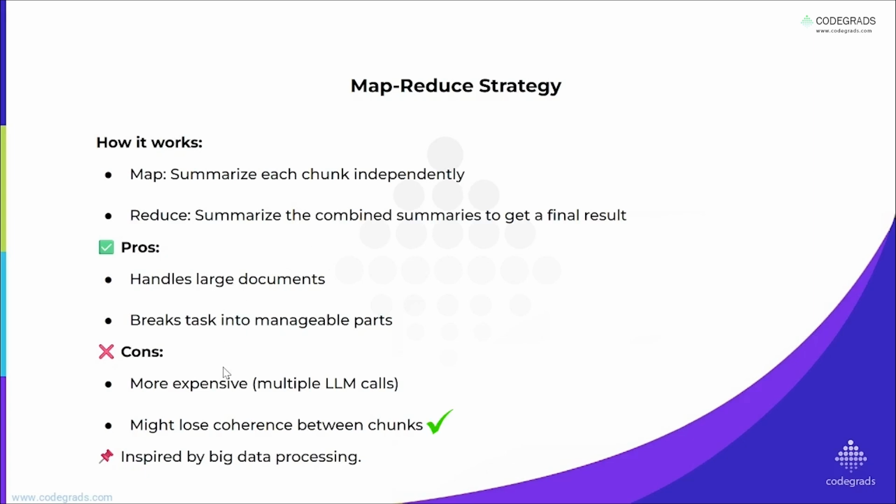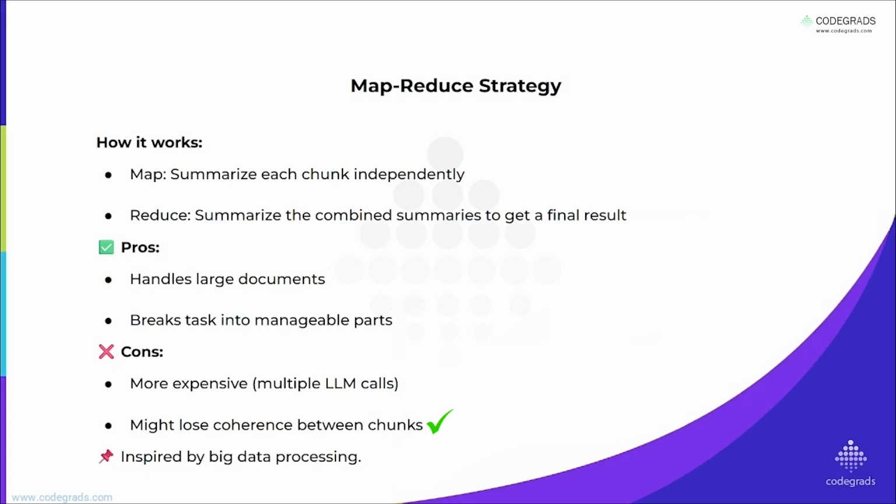Now, it might lose coherence between the chunks. That is, it might lose the deep connection, or the relativity, between two chunks. If the retrieved documents of each chunk have connectivity between the first and second chunk, and you are summarizing them separately, the connection loss will be there, and the proper meaning will not be retrieved. For example, like summarizing each chapter of a book. Okay, we have multiple chapters in a book.